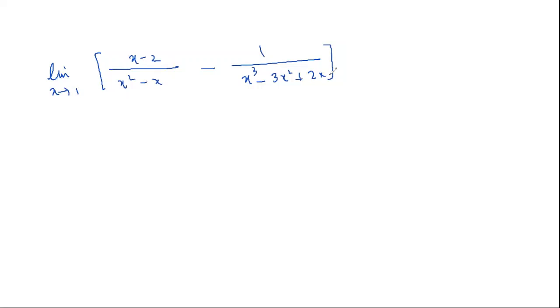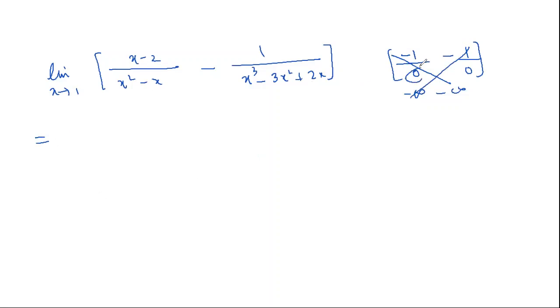What is happening here? When you did this, you got minus 1 upon 0 and minus 1 upon 0. 1 by 0 means infinity. Infinity minus infinity, you cannot add or subtract infinities. So we cannot do this problem like that.